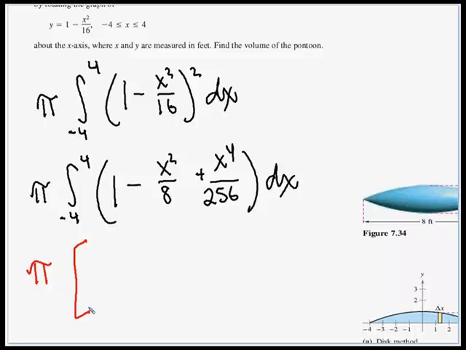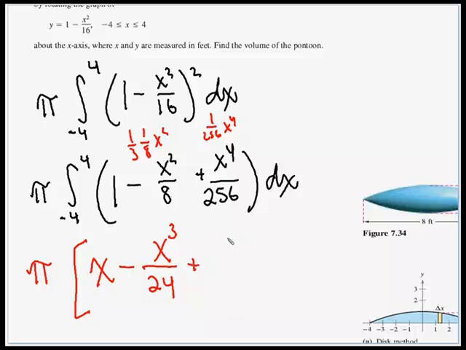Pi. Let's see, the integral of 1 with respect to x is just x, minus, this is 1/8 x squared, so we raise the power by 1, and now it's x to the 3rd. And we divide by the new power 3, or multiply by 1/3, so that will be x to the 3rd over 24. The next piece, this is 1/256 x to the 4th. Raise the power by 1, x to the 5th, divide by the new power of 5, or multiply by 1/5, and that will turn into a 1280. And we're evaluating that from -4 to 4.